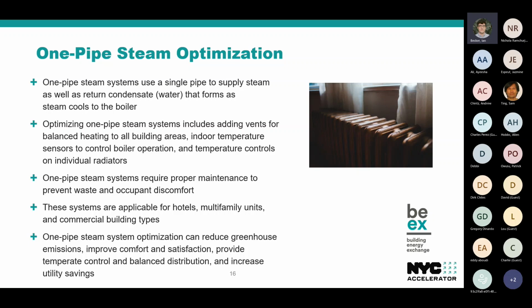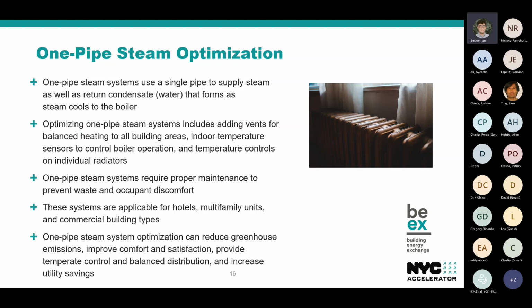So just to zoom out a little bit, in case folks don't necessarily know how these systems work, one-pipe steam systems distribute heat through a building's pipes to radiators that heat occupant spaces. One-pipe steam is commonly associated with overheating and energy waste, when you have a unit that's really hot and people need to open their windows in the winter near their radiator. That's what we're talking about. So optimizing these systems with a few high efficiency upgrades can reduce energy bills and improve resident comfort.